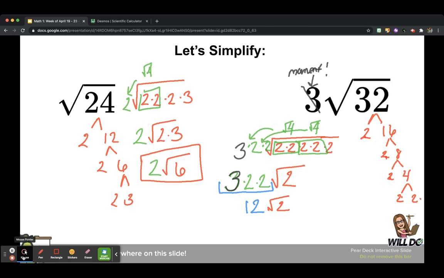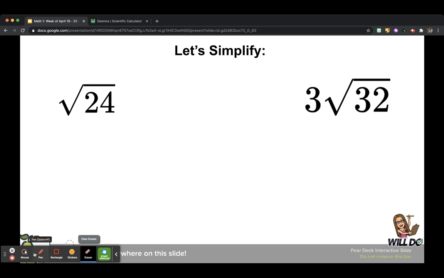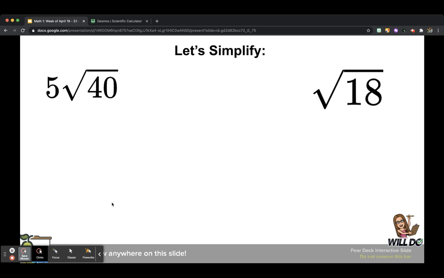Again, if it's calculator active, more than welcome to use that part on the calculator. And then also for your practice assignment while you're learning the skill, please check your answers and then reach out to me if they're not matching up or if you have any questions. Okay, we have a couple more to try. These are our last 2.